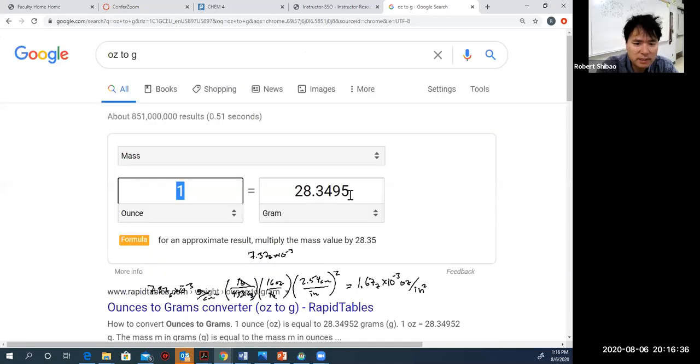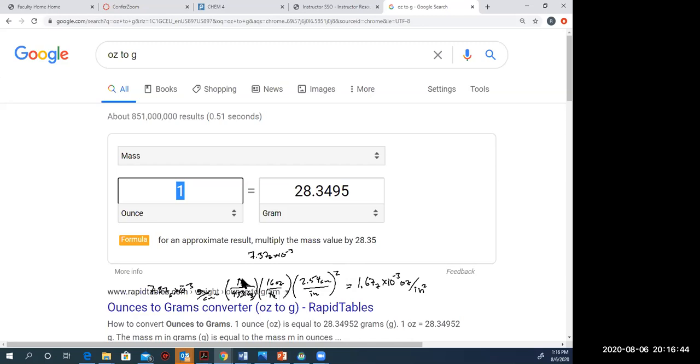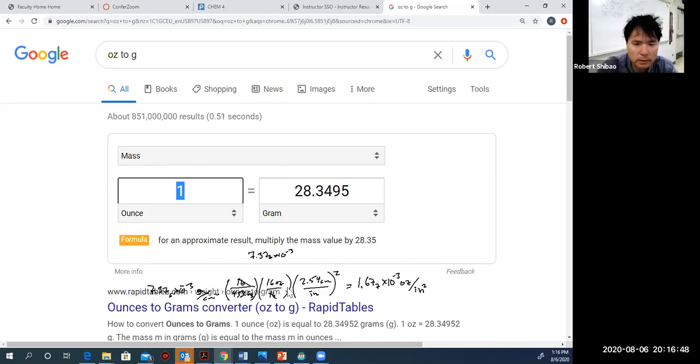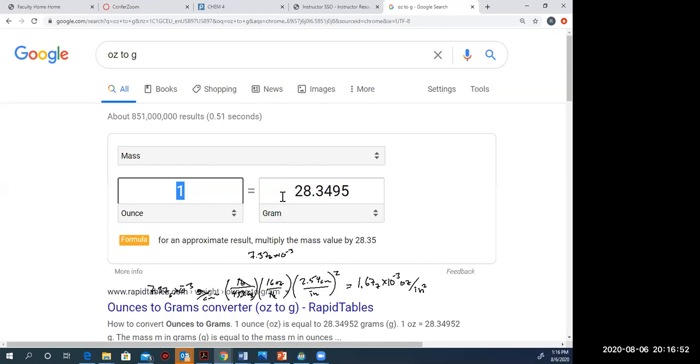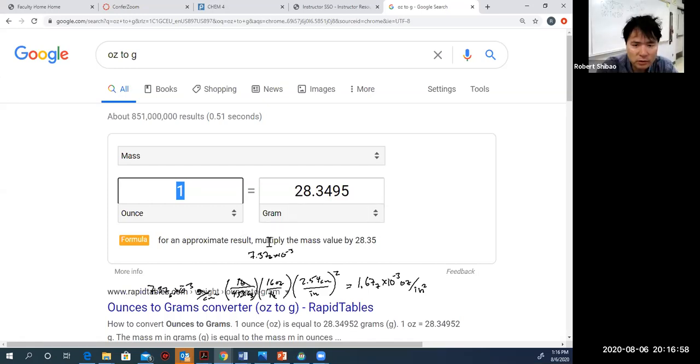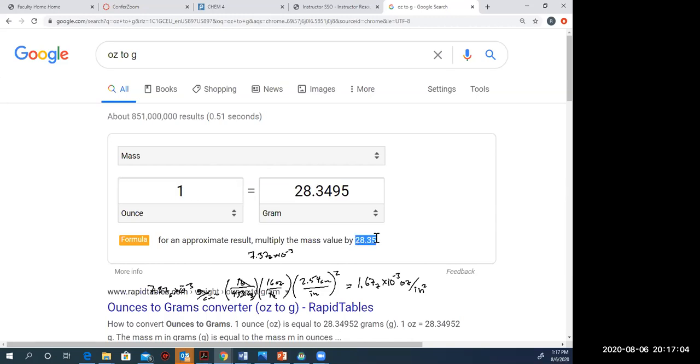This happened on the last test. People were Googling conversion factors like this. No, you want to use the same ones over and over again. That way there's a better chance that you'll memorize them. So I wouldn't do this. There are 28 grams in an ounce, or 28 point something, depending on how many sig figs you want. For an approximate result, use 28.35. Well, that's going to give you 4 sig figs.